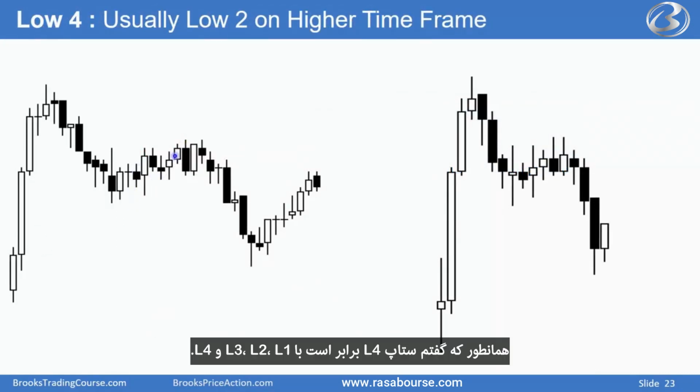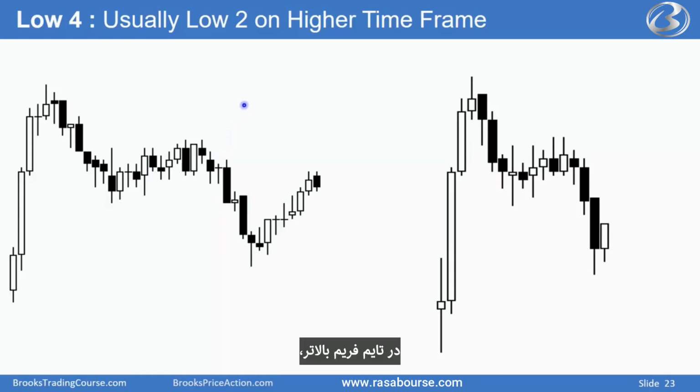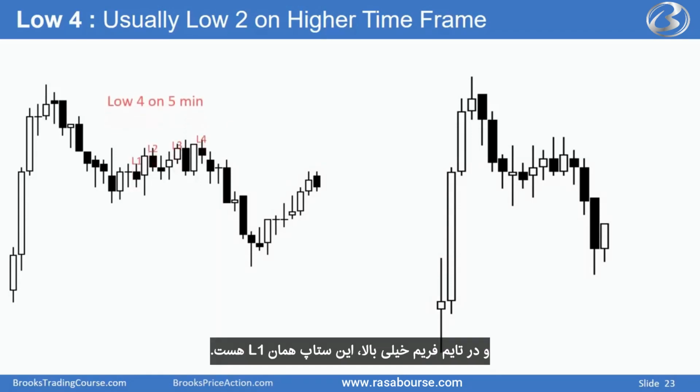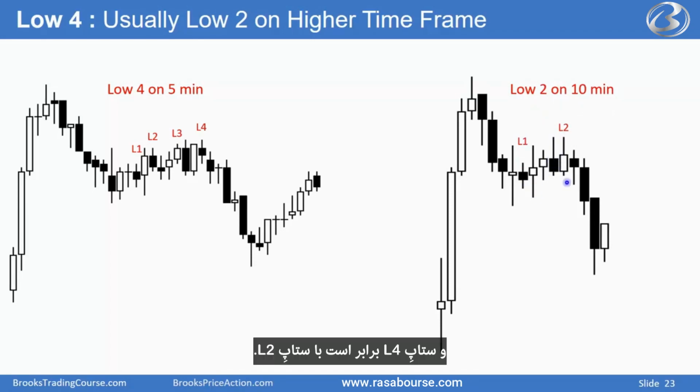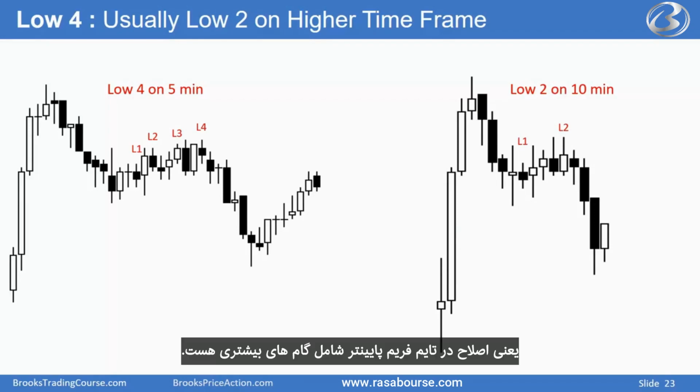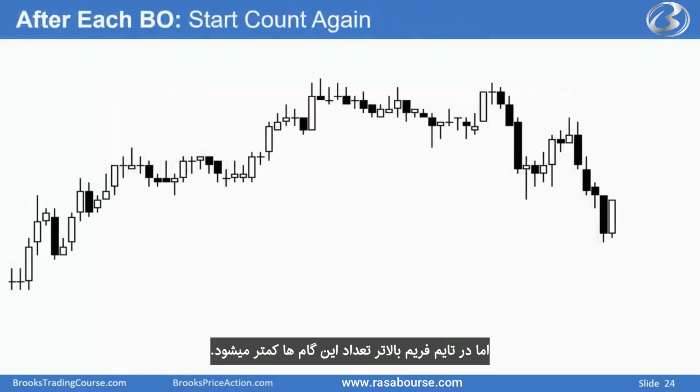I talked about a low 4, 1, 2, 3, 4. On a higher time frame chart, it's usually a low 2. And if you go to a high enough time frame chart, it's a low 1. So on a 5-minute chart, low 1, low 2, low 3, low 4. On a 10-minute chart, it's just low 1, pullback, low 2. Complex corrections like this are usually simple corrections on a higher time frame.